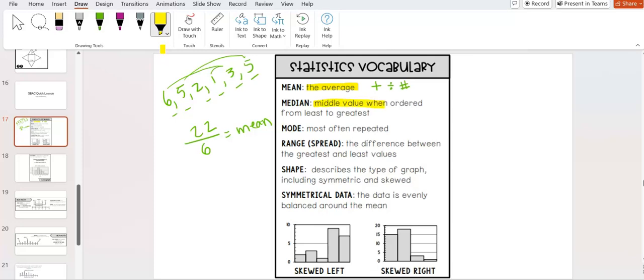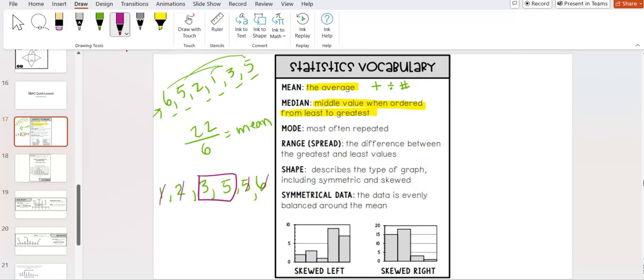Median is the middle value when you order them from least to greatest. You can kind of think of, if you've heard your parents when they're driving, they may talk about the median, which is in the middle of the road. That is your median. So if I'm looking at this data set, if I put them in order from least to greatest, 1, 2, 3, 5, 5, 6, then I'm going to find the one that's right in the middle. So 1, 2, oh, I have 2 that are right in the middle.